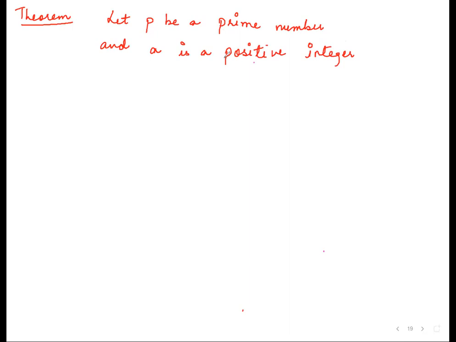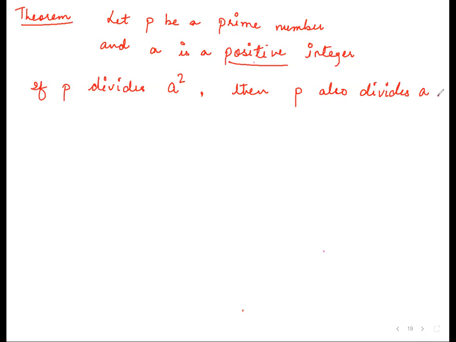So underline this thing, positive integer. This theorem is valid only for a positive integer. Now, if P divides A square, then P also divides A. That's it. This is the theorem.